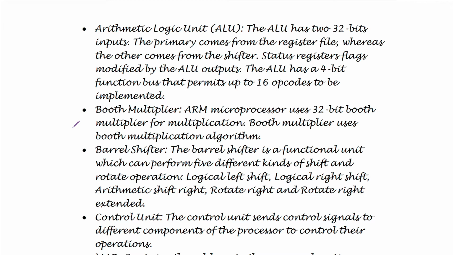Then let's come to the Booth multiplier. The ARM microprocessor basically uses a 32-bit Booth multiplier for multiplication. So this is nothing but a multiplier, but a specific type of multiplier that uses the Booth multiplication algorithm. We don't have to do this in detail, but for those who are interested and want to read a little bit more about this, you can definitely check the Booth multiplier algorithm.